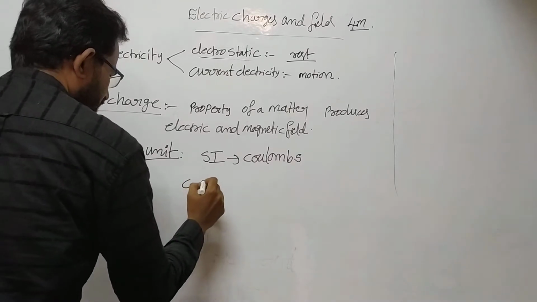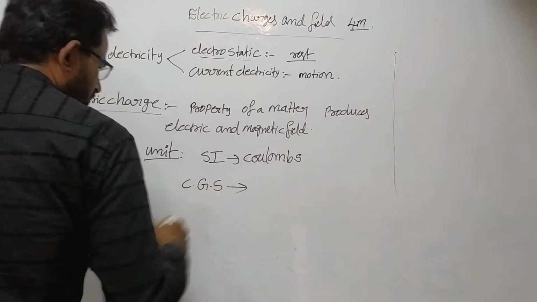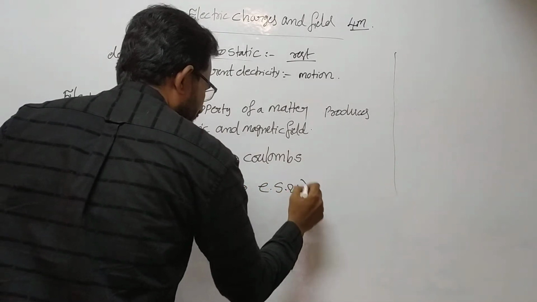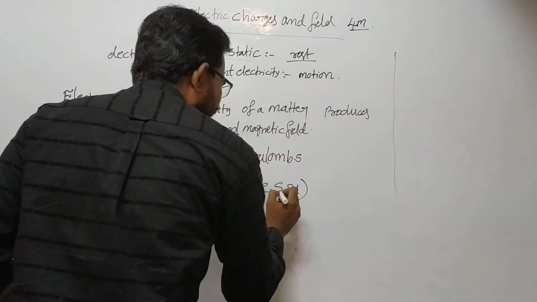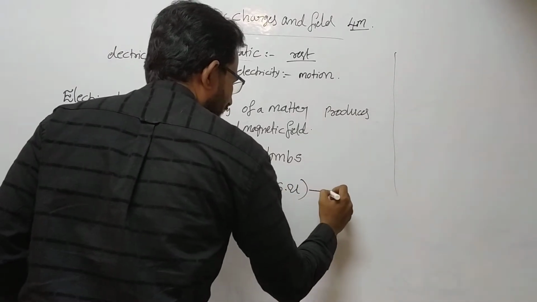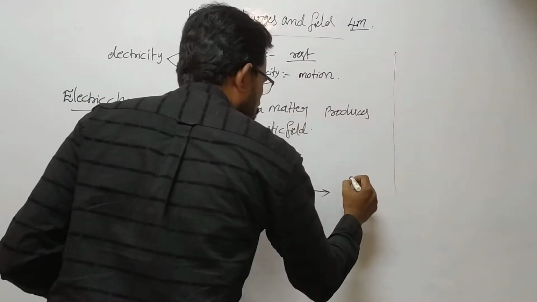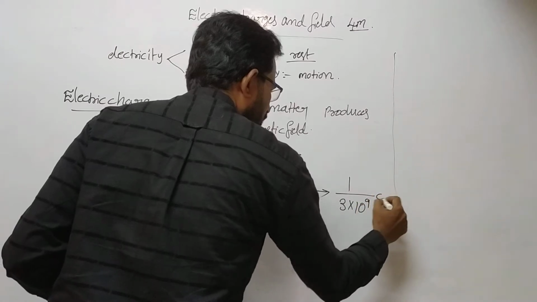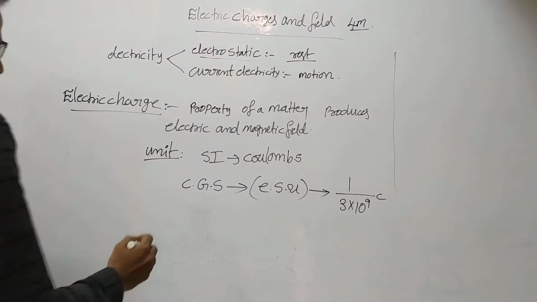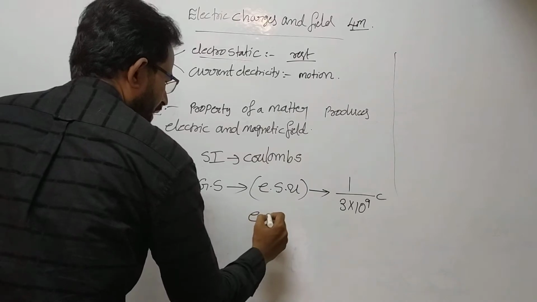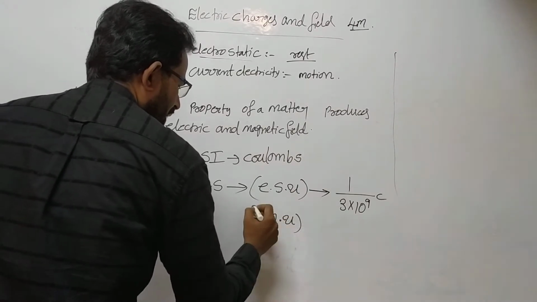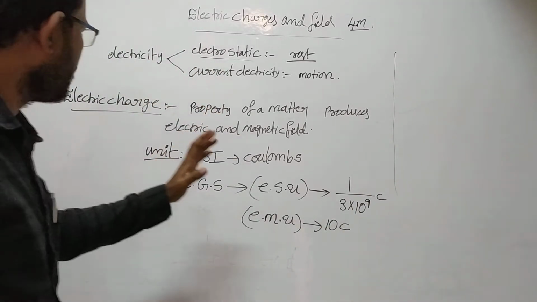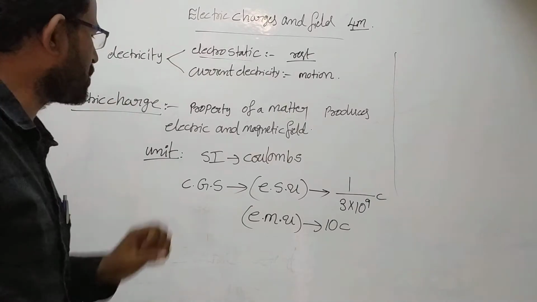CGS units of charge: ESU, which means electrostatic unit. One ESU equals 1 upon 3 into 10 to the power of 9 coulombs. Another unit is EMU, the electromagnetic unit. One EMU equals 10 coulombs. This is about electric charges.